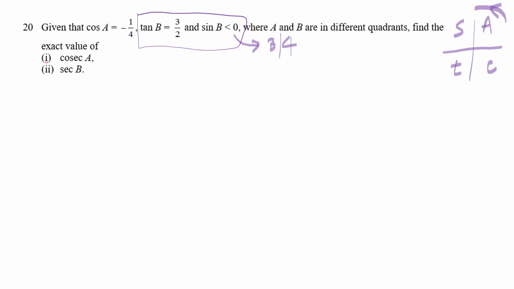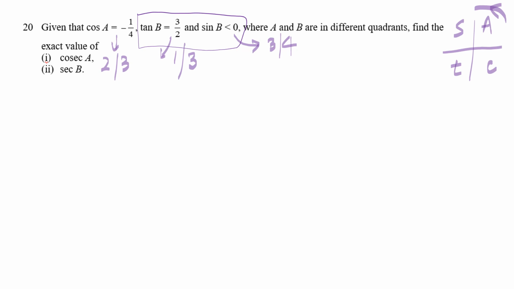And for tangent B to be positive, it can only happen in the first and the... which quadrant? 1st and the 3rd. Okay, right. So now let's look at cosine A. So cosine A, it's negative. So for cosine A to be negative, it can only happen in the 2nd or 3rd quadrant.